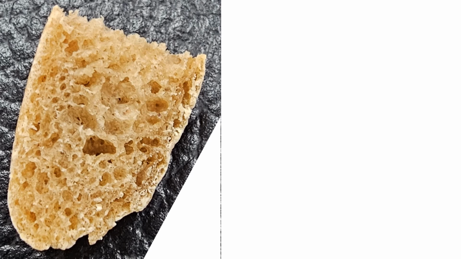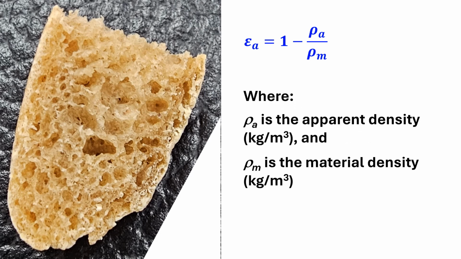Now, what is porosity? Porosity is the volume fraction of air or void present in a material. We need to know the material density and apparent density of a food for determining its porosity, as it is defined: epsilon A equals 1 minus rho A by rho M, where rho A and rho M are the apparent and material density respectively.